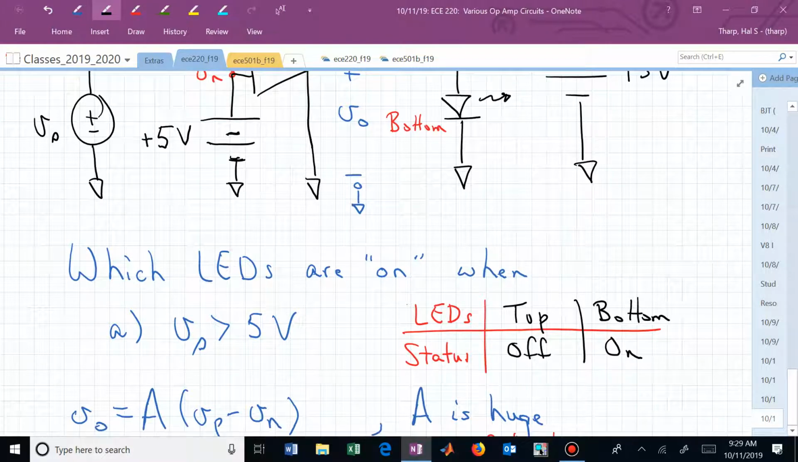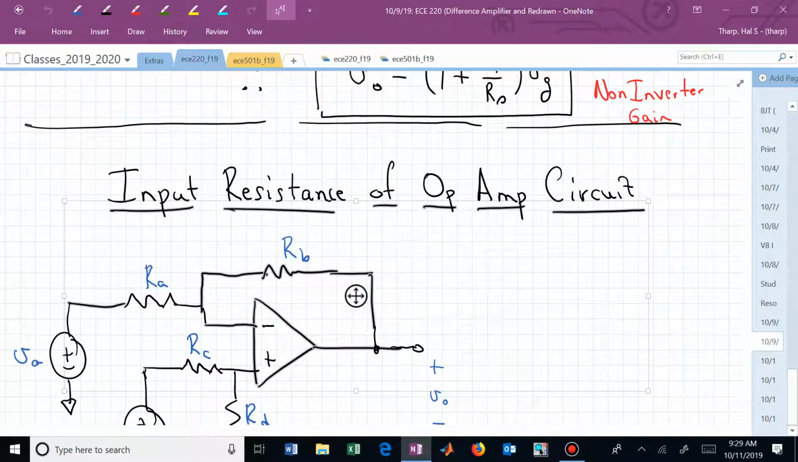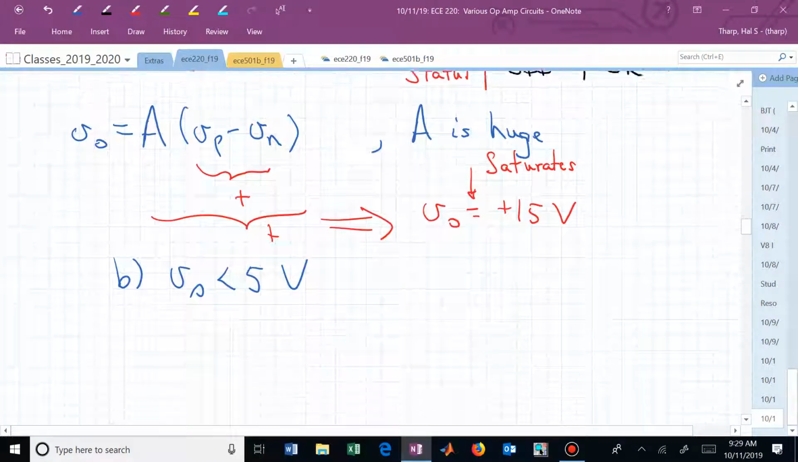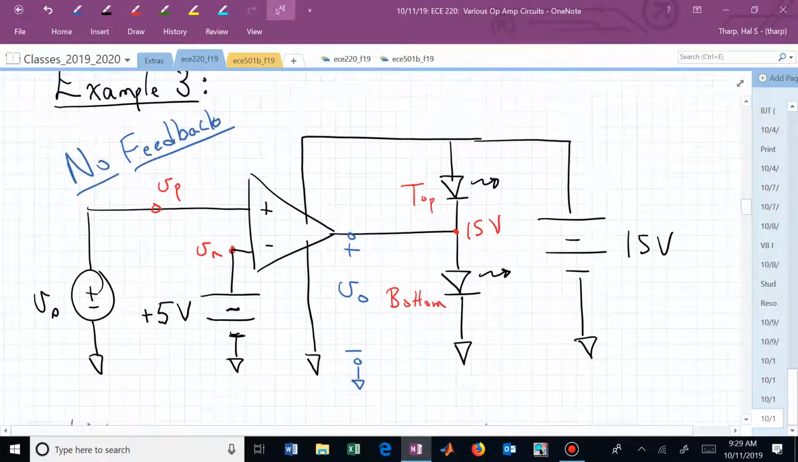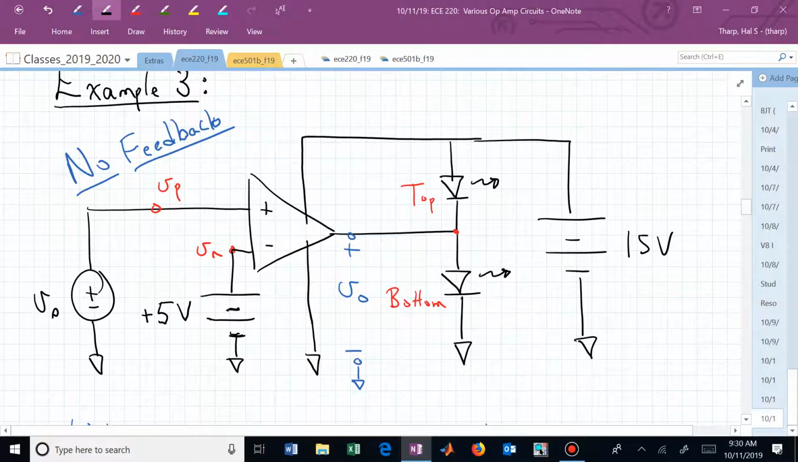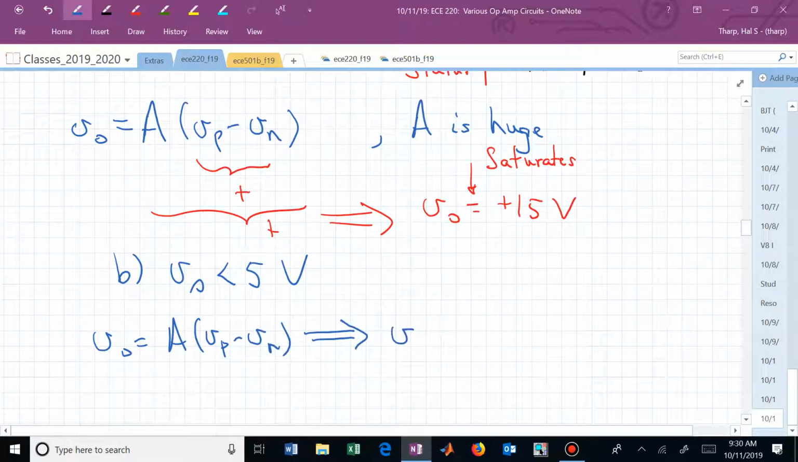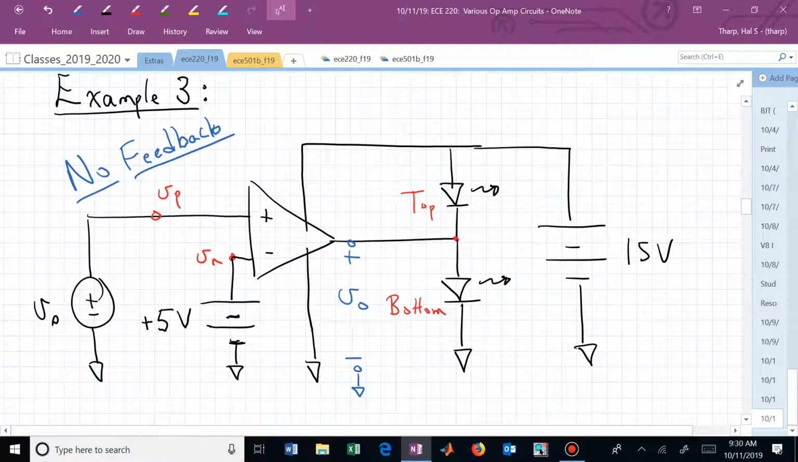What about the next case? Whoa, where did I go? We were going back to another day and time. Let's now get rid of that. And now we have V sub S less than 5. What's V sub O going to be now? It's now going to be at the negative supply rail, which is 0. Now we have V sub O being 0 volts.